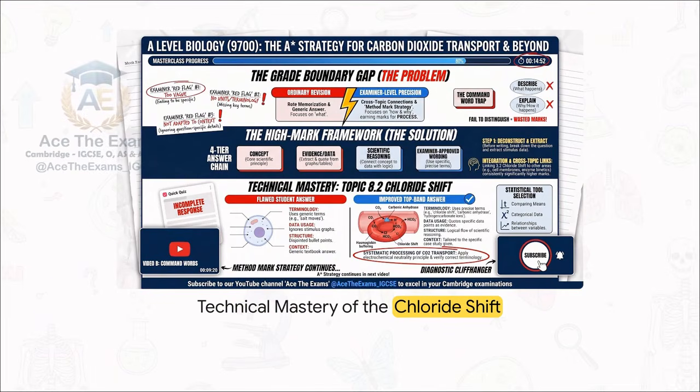Notice how the top band approach works here. It doesn't just weakly say salt moves. Instead, it systematically links the formation of hydrogen carbonate ions by carbonic anhydrase directly to the hemoglobin buffering process, and then finally to the inward movement of those chloride ions. That kind of cross-topic connection, that's exactly what pushes a solid B grade straight up to an A star.